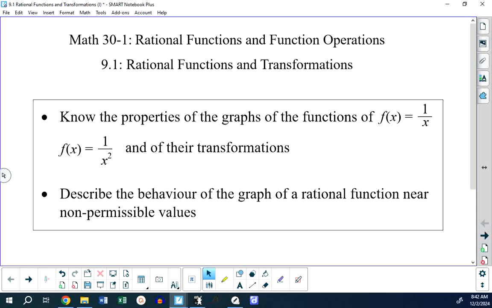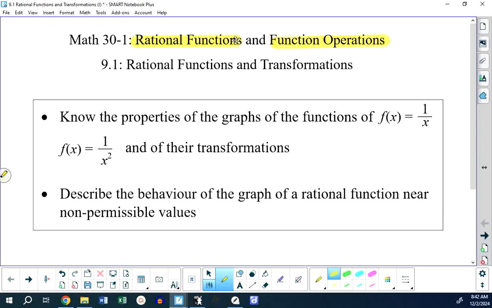So this unit deals with two main areas. It deals with what are called rational functions, and we're going to be spending 2 days on that, and then function operations, and we will be spending, I think, 4 days on that. This is chapter 9 and chapter 10.